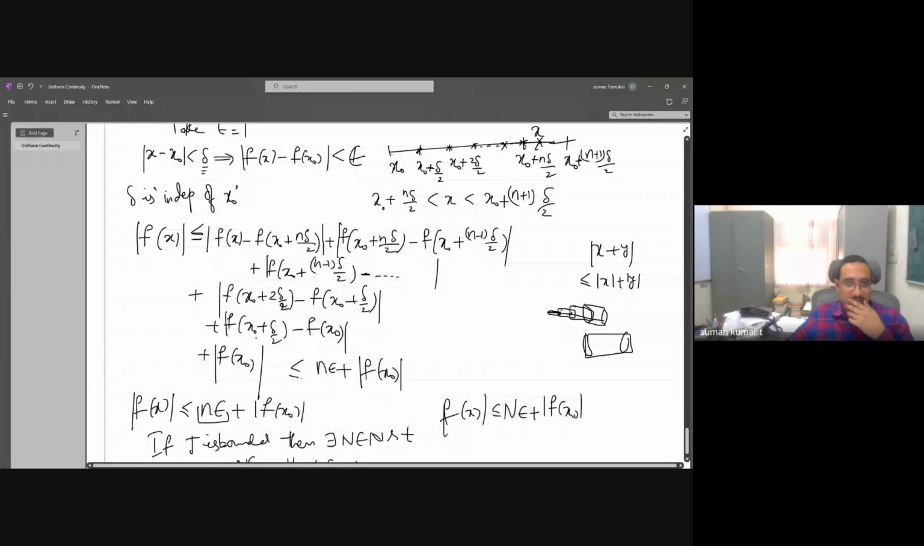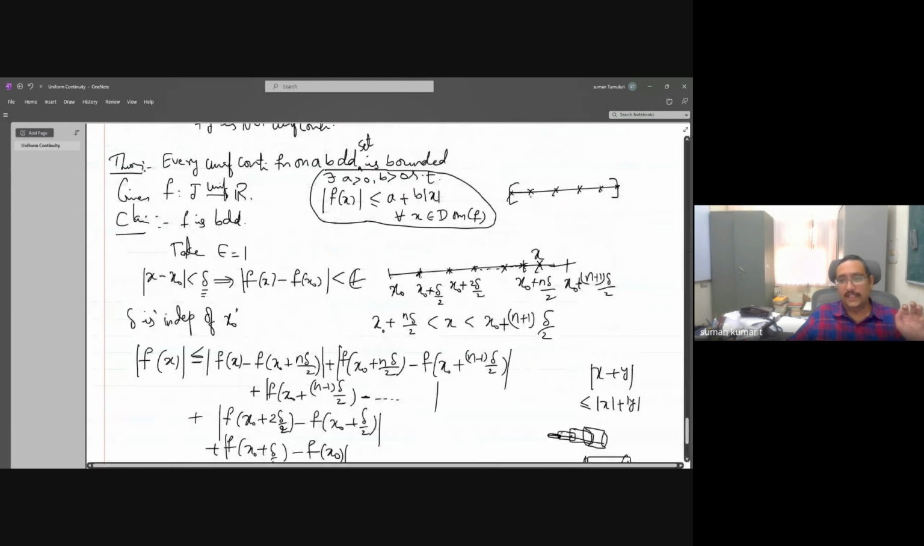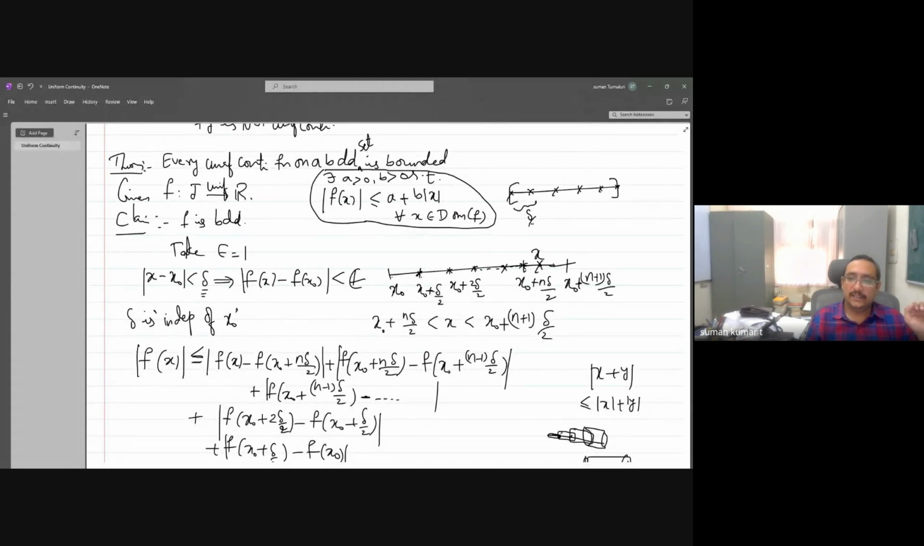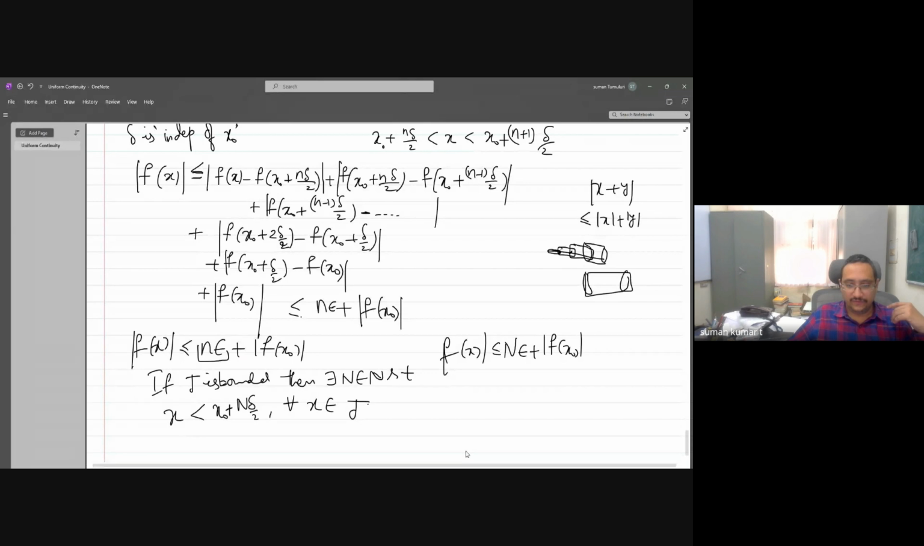This is a beautiful question, and the hint lies in the telescopic sum and the definition of uniform continuity. We have not used anything fancy. You have actually divided this bounded interval into pieces. Each piece has length less than delta by 2. How many such pieces are there? Only finitely many, capital N pieces. That's it. So that completes the proof.